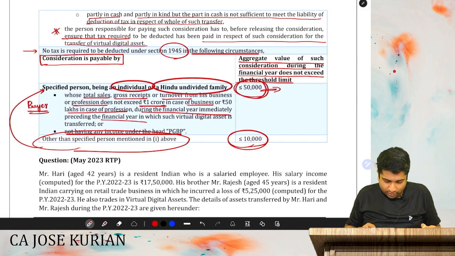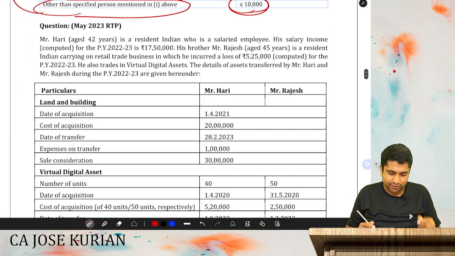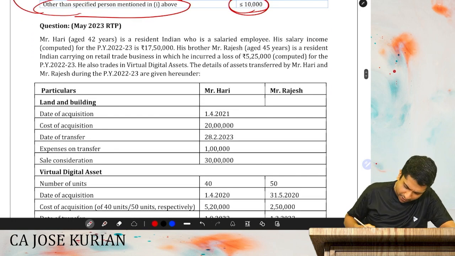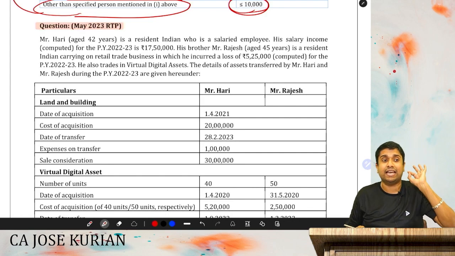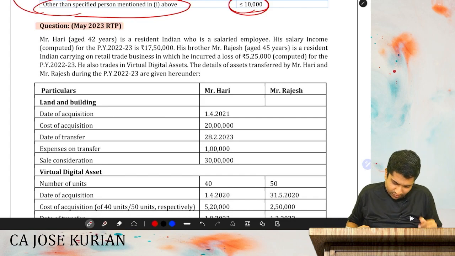Okay friends, now let's solve a question in relation to this. Alright, so this question is a part of your May 2023 RTP. This is a paragraph based MCQ, so be very careful. This is actually a very important question. So we will solve it together. Listen. So I'll read the question.